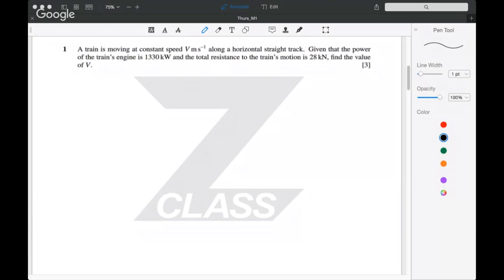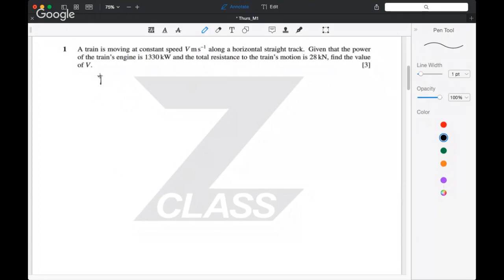Hi everyone. This is Mechanics, M1 paper from summer 2014. So we're going to start off with quite a simple question. This is really just testing that you know what power is.